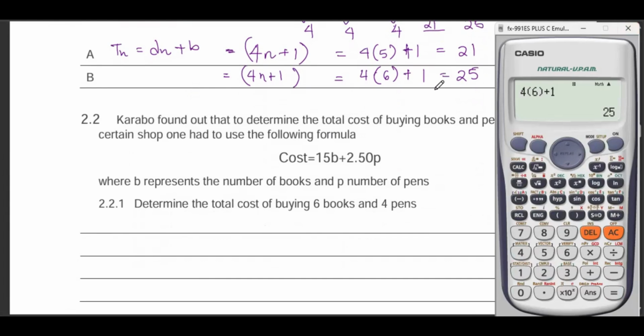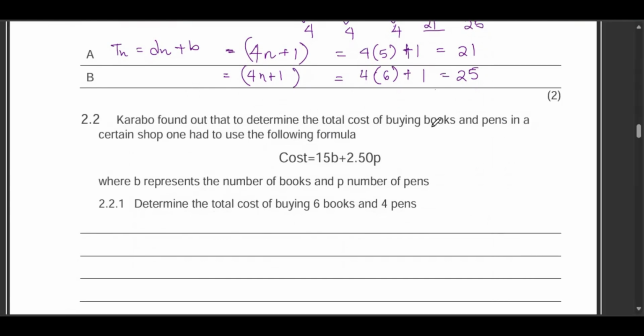2.2. Someone called Karabo found out that to determine the total cost of buying books and pens in a certain shop, one had to use the following formula. This is the total cost for you to know how much you're going to spend on books and pens, where B represents the number of books and P represents the number of pens. So they're asking you, determine the total cost of buying 6 books and 4 pens. Do you know what you're going to do? You're going to call on your formula.